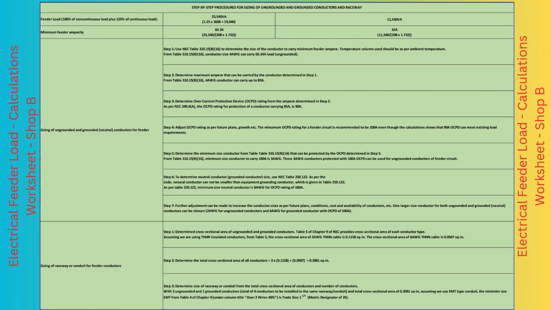This drawing outlines the step-by-step procedure for sizing ungrounded and grounded conductors and raceways for feeder circuits in Shop B. It includes calculations for minimum feeder ampacity, adjustments for temperature, and future load considerations. The steps follow NEC standards, referencing tables for conductor sizes, OCPD (overcurrent protection device) ratings, and conduit cross-sectional areas. The procedure ensures proper selection of conductor and raceway sizes for efficient and safe electrical system operation.